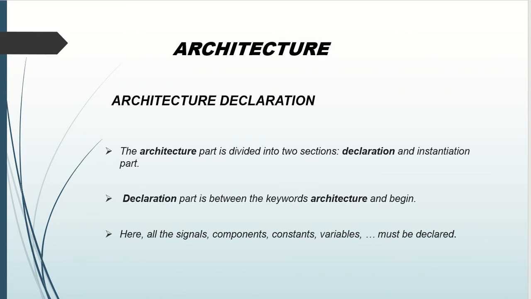Architecture. Architecture is an internal implementation of an entity, which can have more than one architecture. Architecture declaration. The architecture part is divided into two sections: declaration and instantiation part. Declaration part is between the keyword architecture and the begin. Here all the signals, components, constants and variables must be declared.